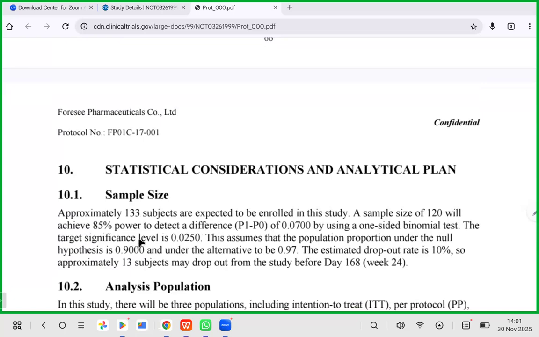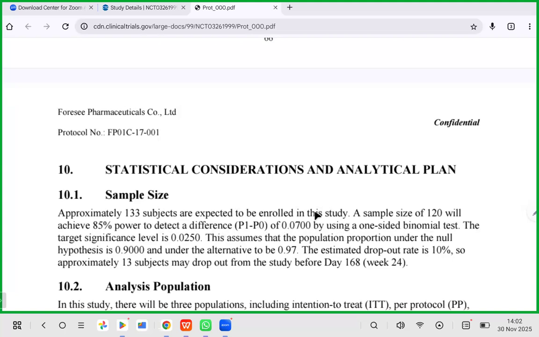They will tell how many subjects are expected to be enrolled. I have initially told there are 133 subjects expected to be enrolled, right? Before the clinical trial starts itself, they will tell how many subjects have to be enrolled. Based on the sample size only, they will enroll the number of participants. So before the trial starts, the statistician or statistical programmer will come up with this number, 133 subjects, expected to be enrolled in the study.